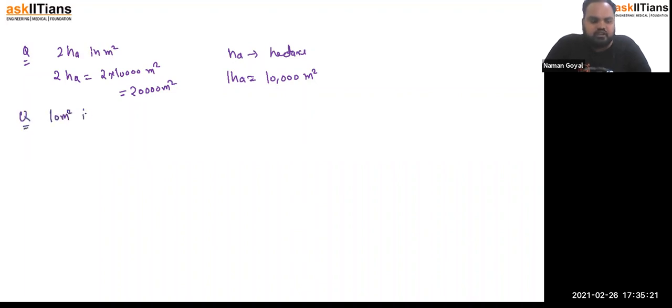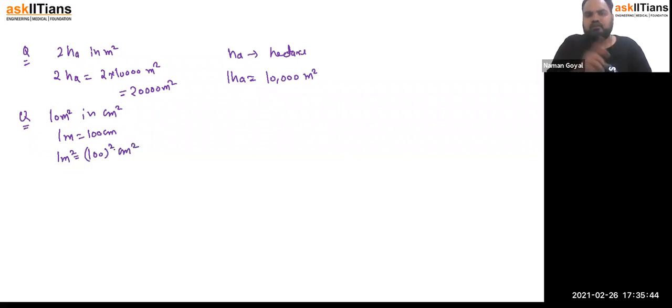Next question is 10 meter square in centimeter square. So 1 meter is equal to 100 centimeter. We are going to do the question by proper steps, there is no need to worry. So 1 meter is 100 centimeter. So we can say that 1 meter square is equal to 100 square centimeter square. What I do is I square both the sides. So the LHS becomes 1 meter square and the RHS becomes 100 square centimeter square. So 1 meter square is nothing but 10,000 centimeter square.